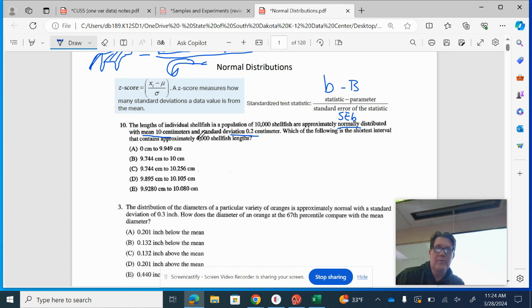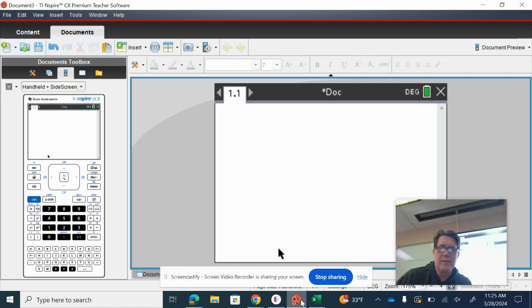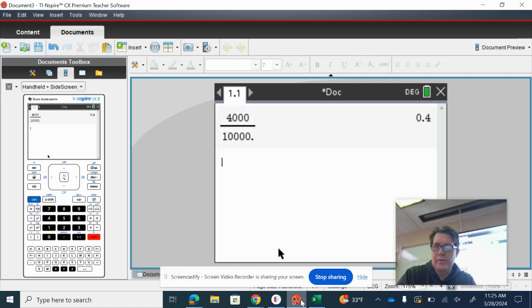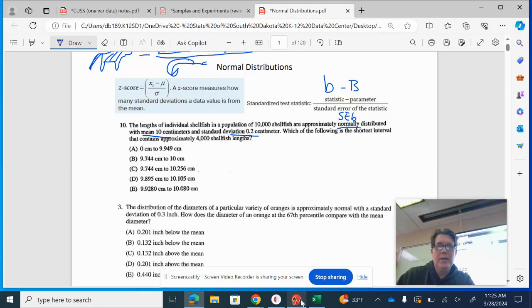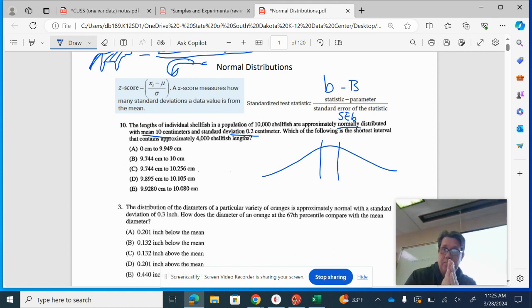Which is the shortest interval that has 4,000 shellfish? Now that's a weird way to say it, but 4,000 out of the 10,000, what we're looking for is 40%. Okay, so it's got all these intervals. Now, which one's the shortest? You have to understand that with the mean, the shortest is always going to be the one that has the mean in the middle, because if you contain the mean and you're an equal distance from both sides, you're going to get the highest percent.